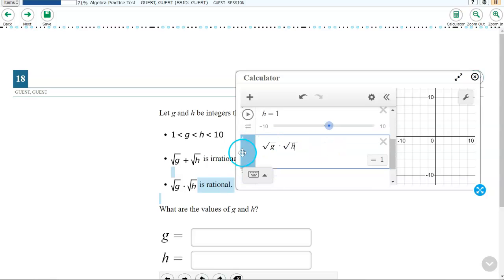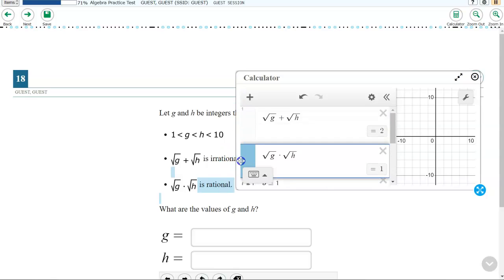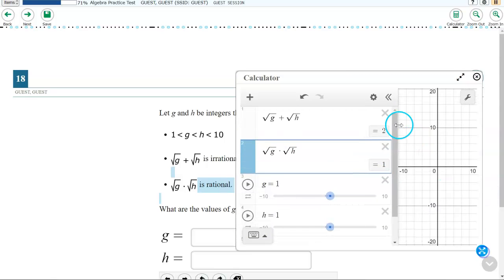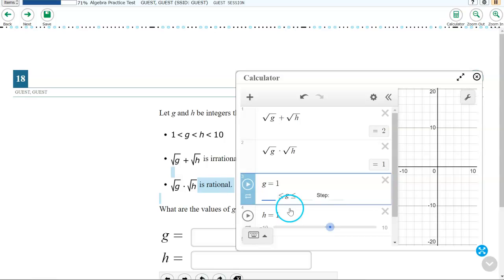All right, and then I'm going to move this up. I'm going to put these together, and then I'm going to try to pull this thing down. So the goal is to get the first one to be irrational and to get the second one to be rational. So hopefully they know rational is nice. We are limited. We know G is less than H. So we're going to click on this little -10 right here. And I want you to say from 1 to 10 with a step of 1.